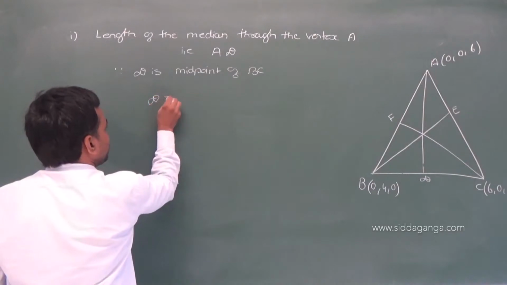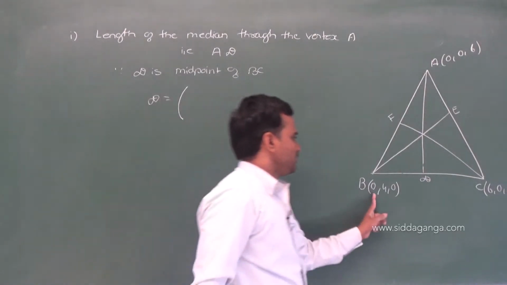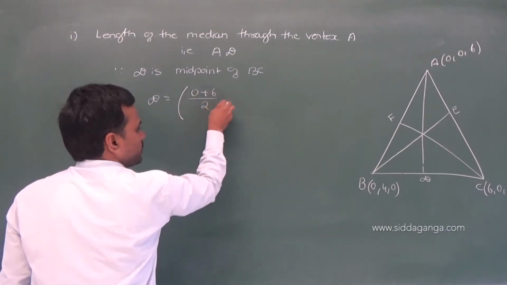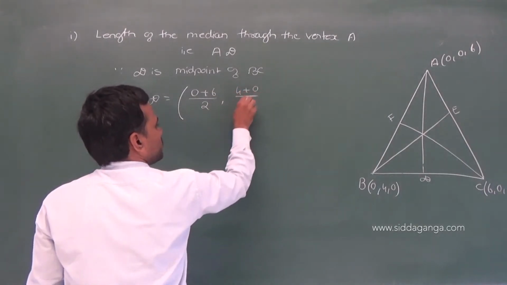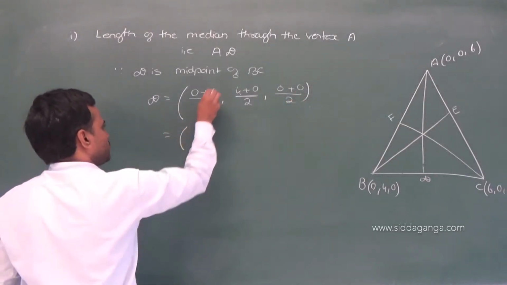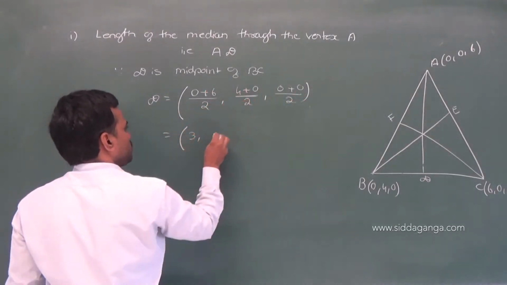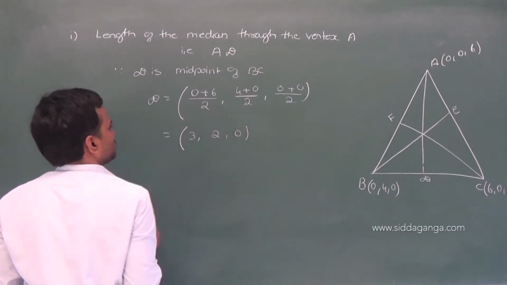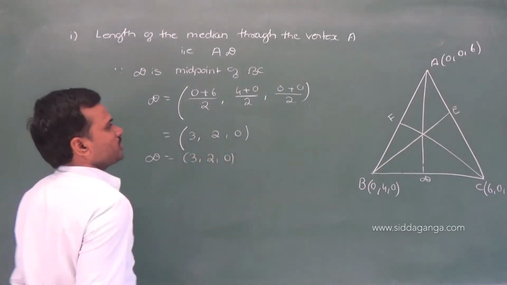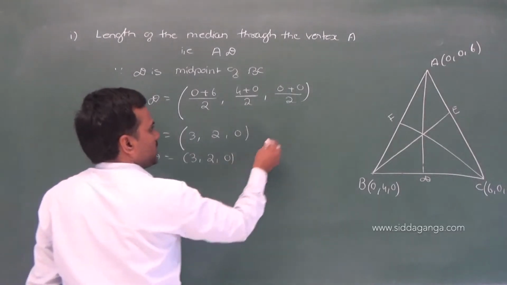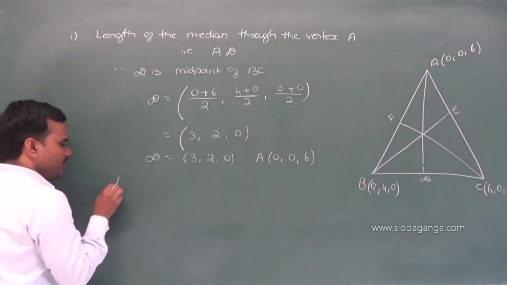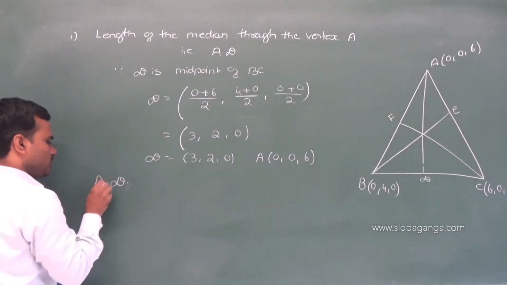Then the coordinate of D is (0 plus 6) divided by 2, (4 plus 0) divided by 2, (0 plus 0) divided by 2. So 6 by 2 is 3, 4 by 2 is 2, 0 by 2 is 0. Coordinate of D is (3, 2, 0). And coordinate of A is (0, 0, 6). Find out A to D.